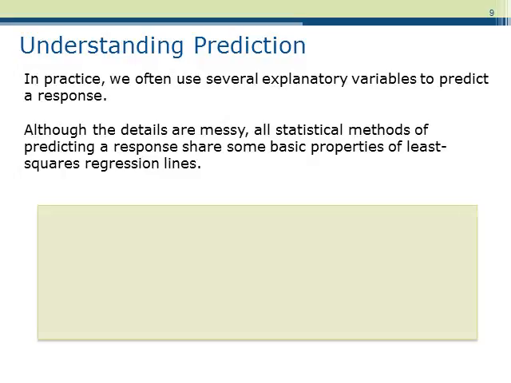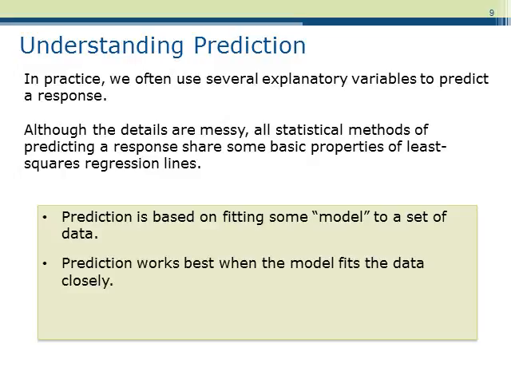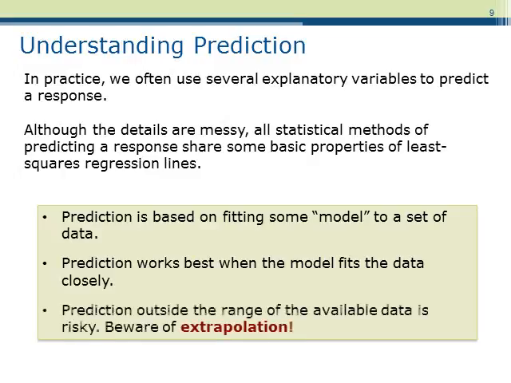In practice, we often use several explanatory variables to predict a response variable. Although the details are messy, all statistical methods of predicting a response share some of the basic properties of the least squares regression line. In general, prediction is based on fitting some model to a set of data. Prediction works best when the model fits the data closely. Also, beware of extrapolation. This occurs when we try to use our model to predict a value that is wildly outside the range of the available data.